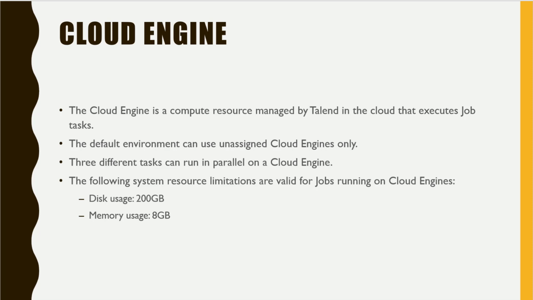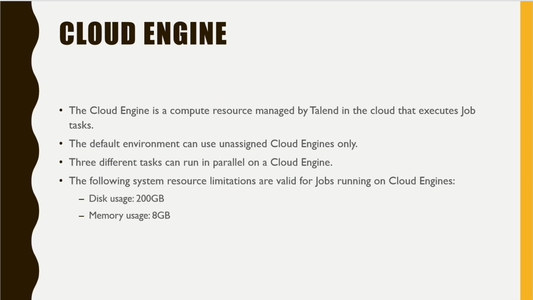3 different tasks can run in parallel on a cloud engine. Remember this, I already mentioned this, but again I'm mentioning how many tasks can run in parallel on a cloud engine: 3 different tasks. If you choose to run your tasks on cloud exclusive, no other task will be executed on that cloud engine. Cloud exclusive engines can only be used in environments that do not have cloud engines assigned to them.